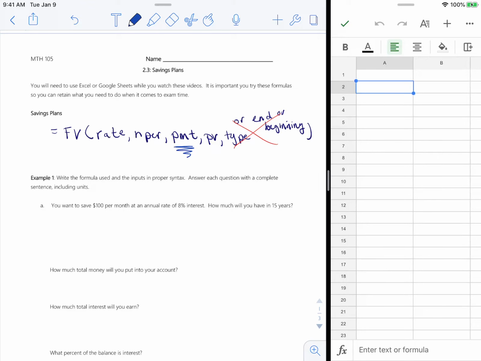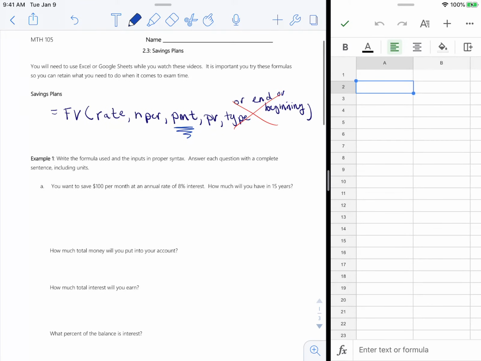So let's do example 1. You want to save $100 per month at an annual rate of 8%. How much will you have in 15 years? Playing off of our last section, that's my indicator for FV, because how much do I want in the future? So I have FV. I have an annual rate of 0.08, and I'm making this deposit monthly, so that's why I'm dividing by 12. My NPR, my number of periods, is monthly, so 12, for 15 years.